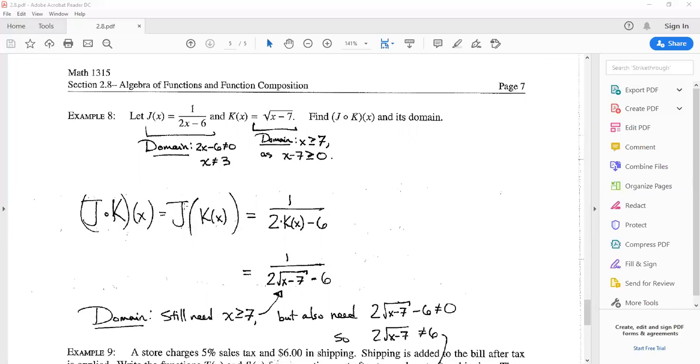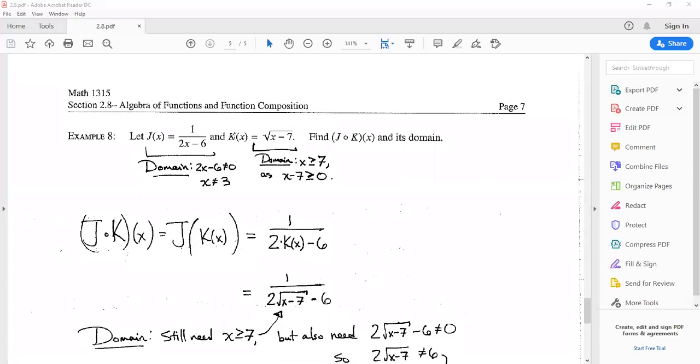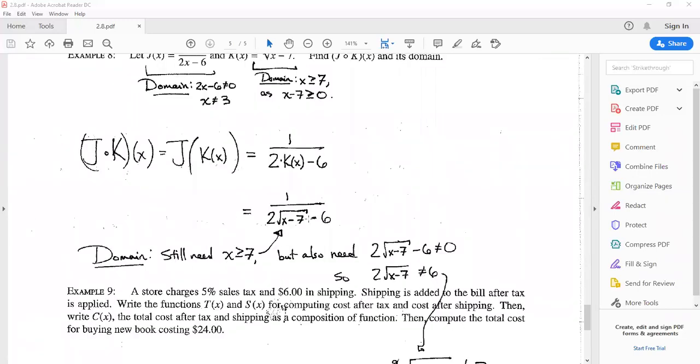So j of k of x, well, we'll take the expression that we have for j of x, and everywhere we see an x, we'll replace it with this k of x. So here we have 1 over 2 times k of x minus 6. OK, and now let's remember what k of x was. It's the square root of x minus 7. So our composition becomes 1 over 2 times the square root of x minus 7, minus 6.